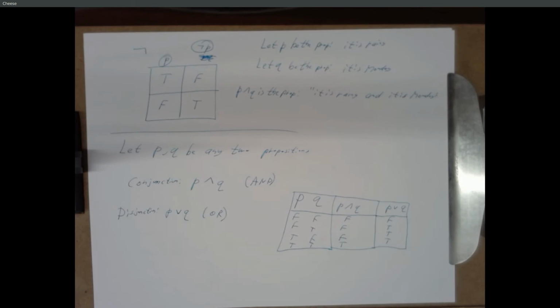So P could be the proposition it is sunny, Q could be the proposition it is Monday. The conjunction would be false, because it's not sunny. But the disjunction would be true, because the disjunction says it's sunny or it's Monday. And since today is Monday, that disjunction is true. So there's the truth table for an OR.